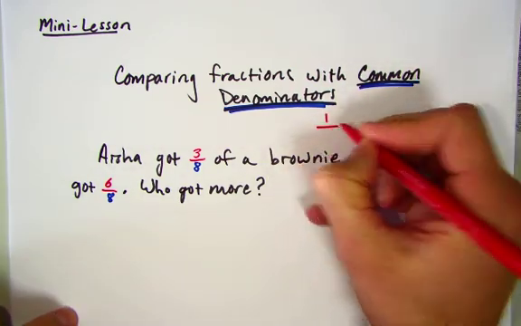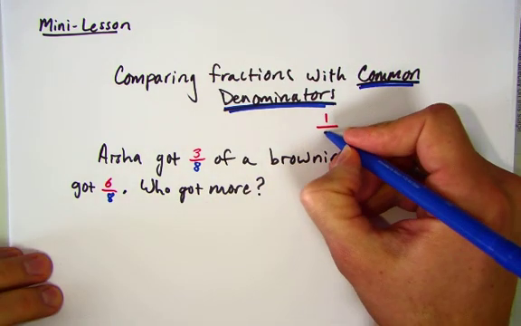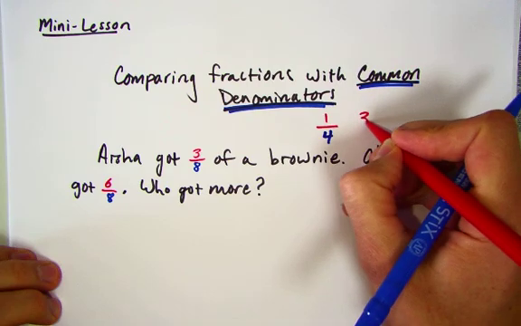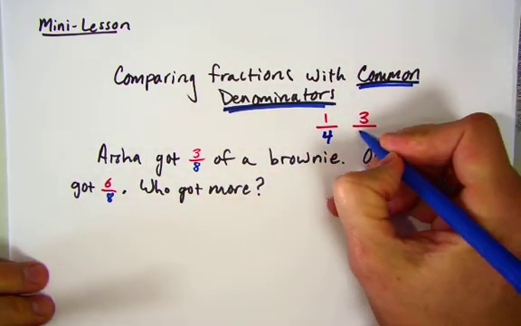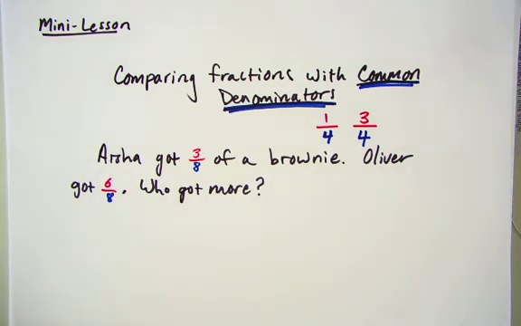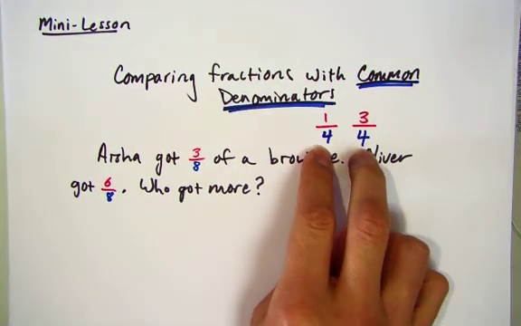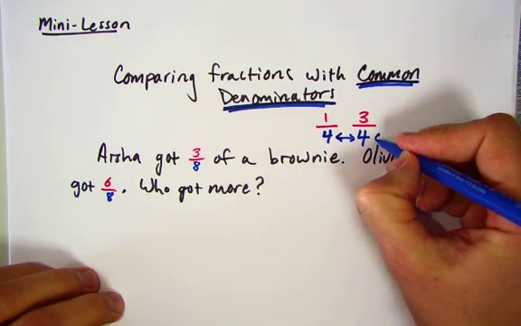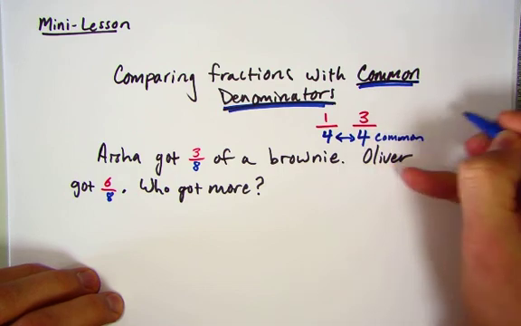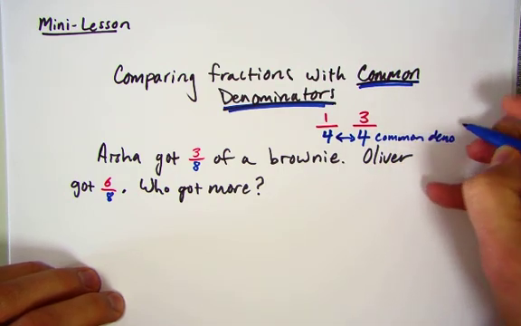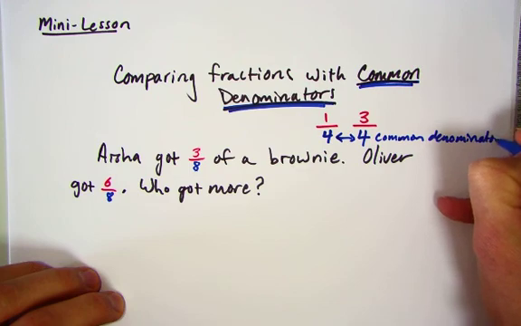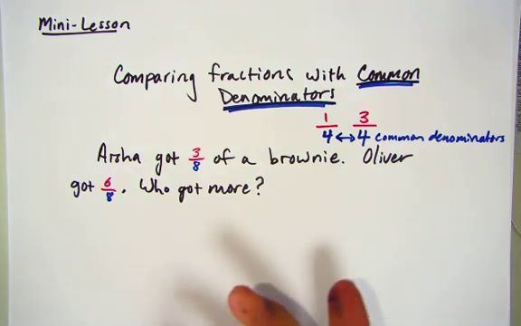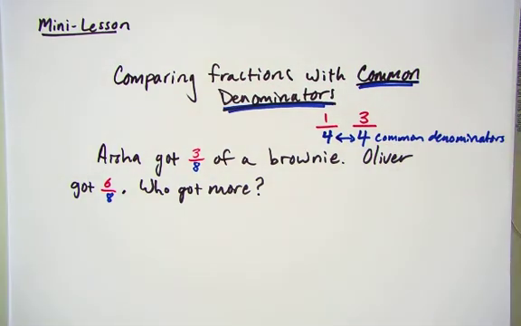Let's do 1/4, and let's do 3/4. These two fractions have common denominators. These are the same. These are our common denominators. Any fraction with the same denominator, we call them common denominator fractions.